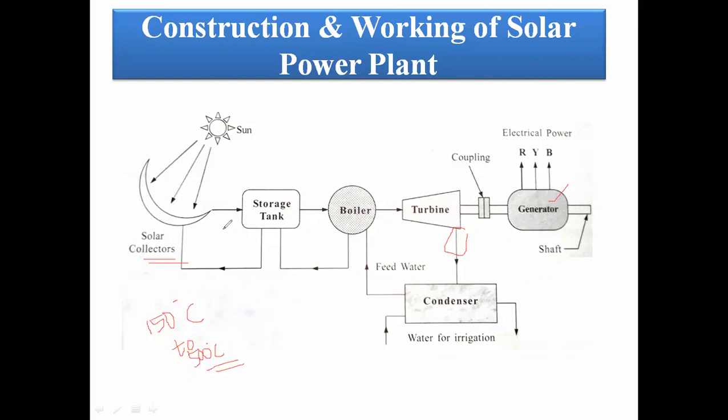Why is this method preferred? Because solar energy is not available throughout the day. In a day of 24 hours, we can't generate power with the help of a solar power plant. On an average, we can generate power with the help of solar for 4 to 6 hours per day.